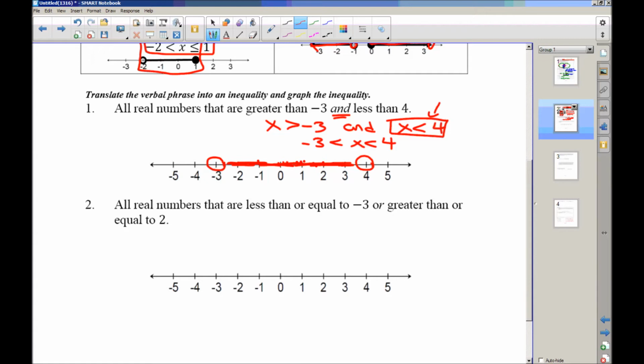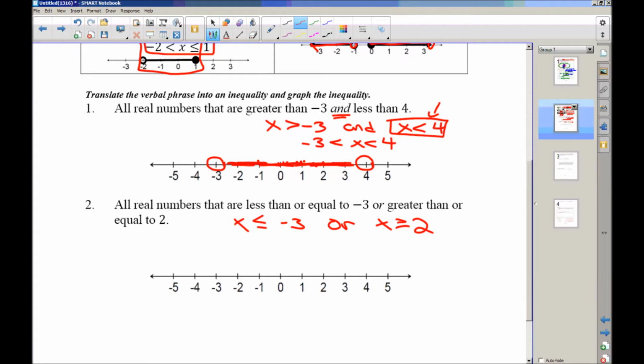Okay, it has to be in both. All right. Number 2, all real numbers that are less than, so all real numbers is x, and we want them to be less than or equal to -3, or we want them also to be greater than or equal to 2. Less than or equal to -3 or greater than or equal to 2.